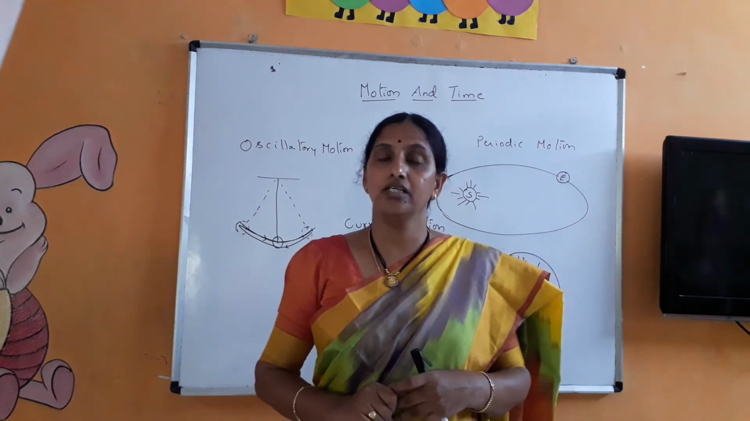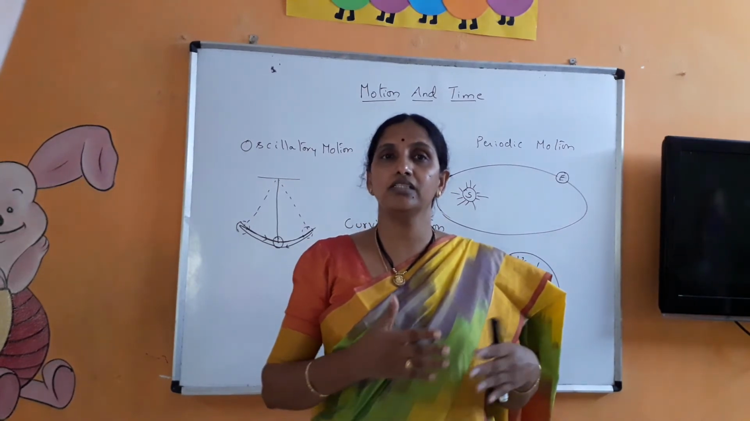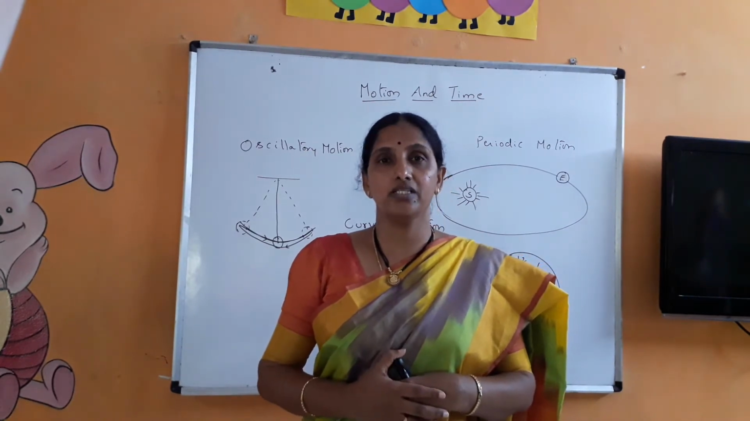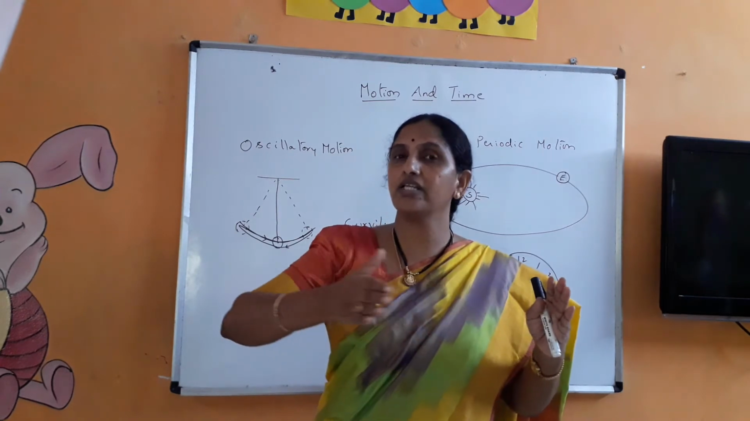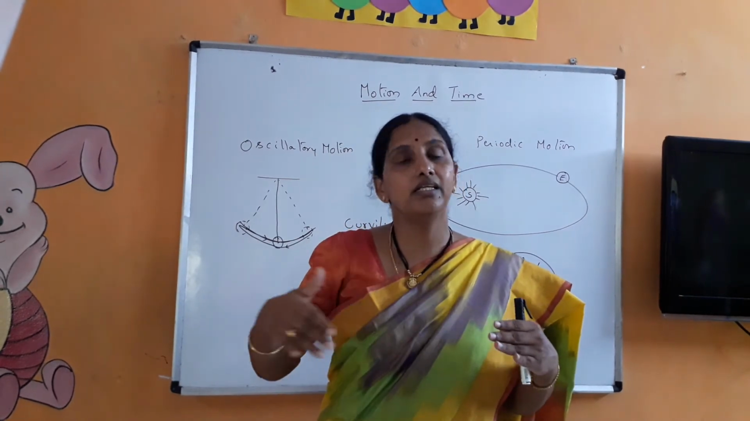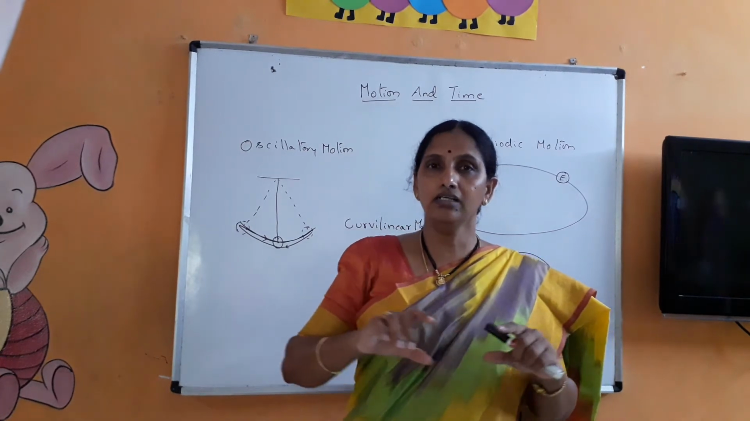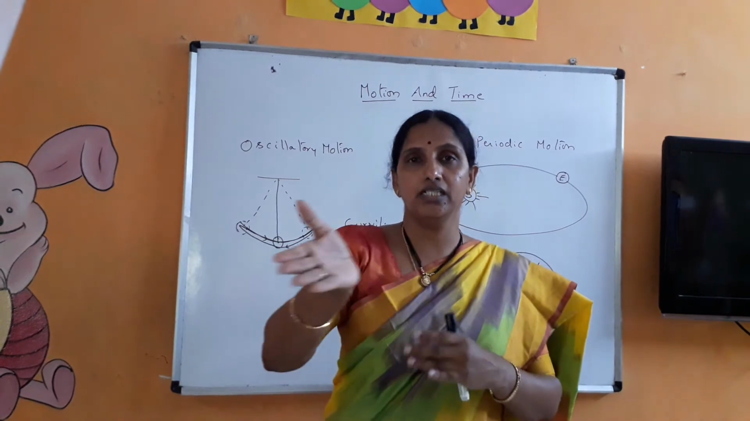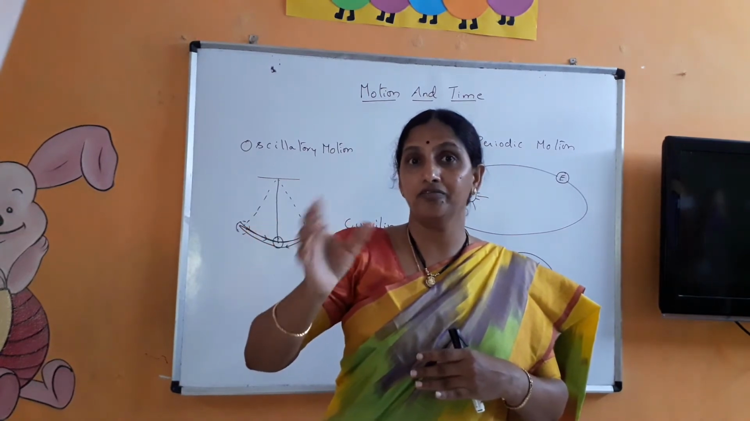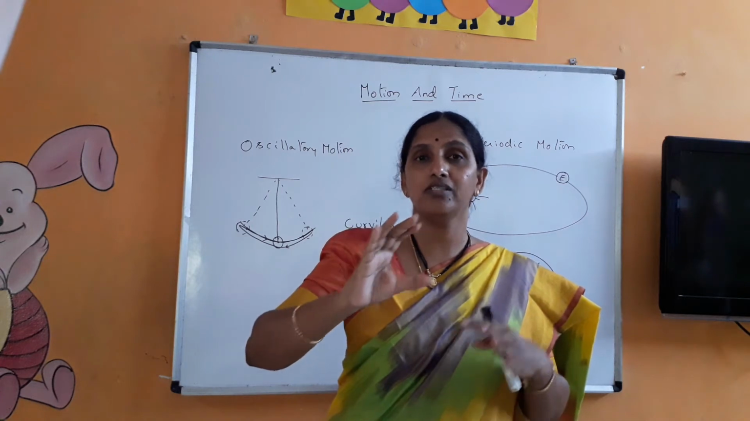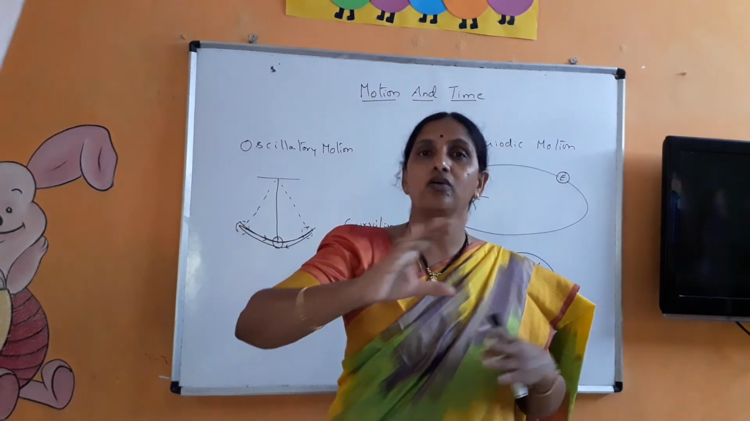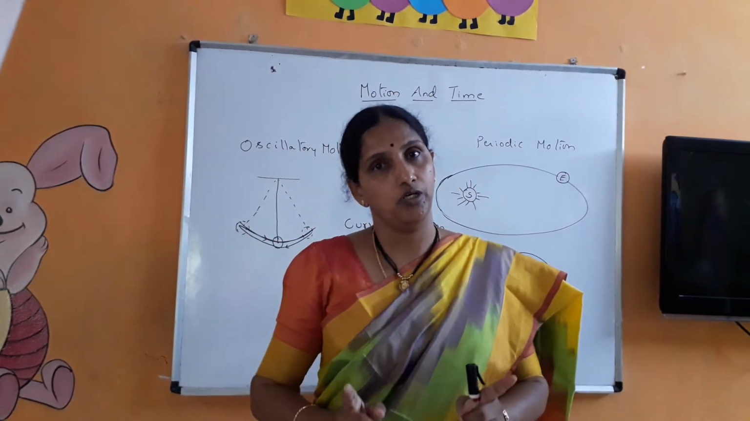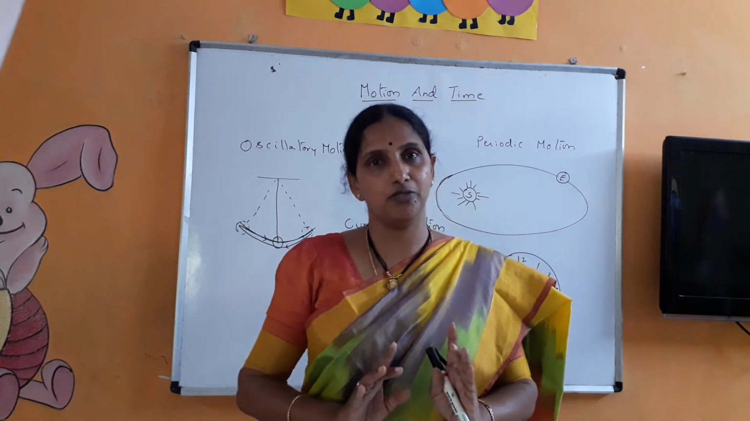Then you may ask me, ma'am, how should we say whether it is curved motion or straight line motion? Yes, if a man is moving along a straight line, it is called linear motion. What is it called? Linear motion. If a body is moving along a curve, and in science we talk about everything as a body, or a car is moving along a curve, we call it curvilinear motion. Both come under translatory motion.